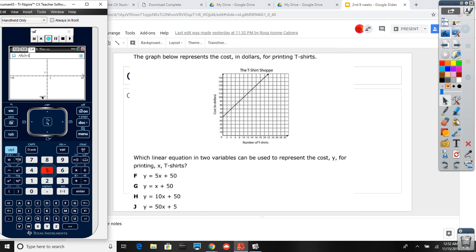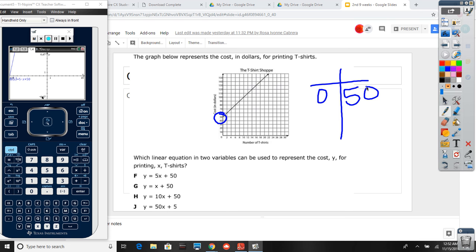So I'm gonna start with the first one, and I'm gonna type in 5x plus 50, and look at this sad thing. Okay, I can't see the graph. Very, very sad. But on the graph that I do have on my paper, I have some points. I have this one right here, which is 0, 50, and then I have the next one, which is 2, 60, right? And then I have the next one, which is 4, 70, and so on, right?